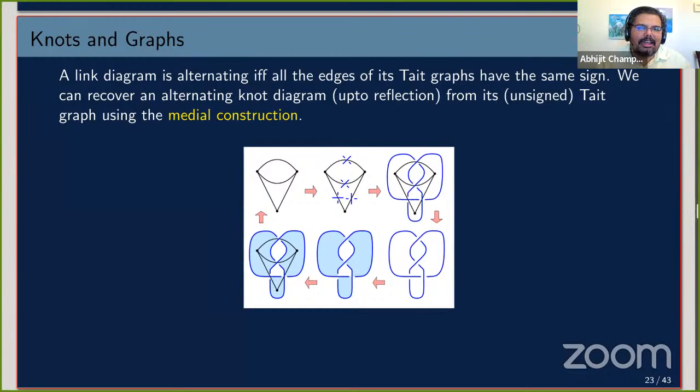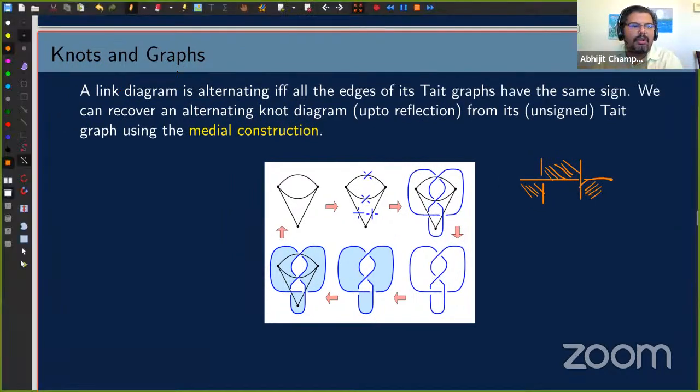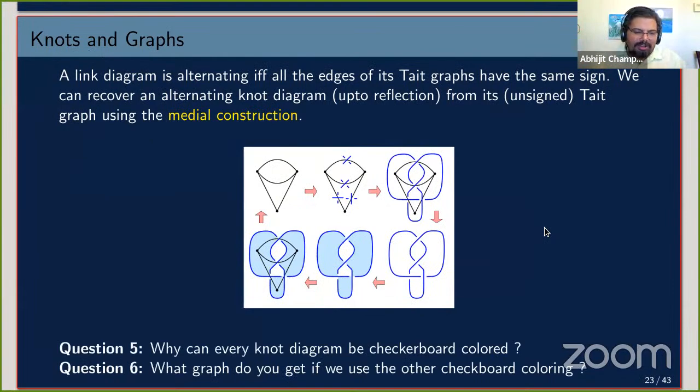Also note that a link diagram is alternating if and only if all the edges of its Tait graphs have the same sign. That's simply because if you are alternating, you go like this, and this is a shading, and when you draw an edge, the overstrand going to the understrand is always going to sweep the shaded area. That is the reason why alternating knots correspond to Tait graphs with the same sign. And so the question is, why can every knot diagram be checkerboard colored, and what graphs do we get if you use the other checkerboard coloring?